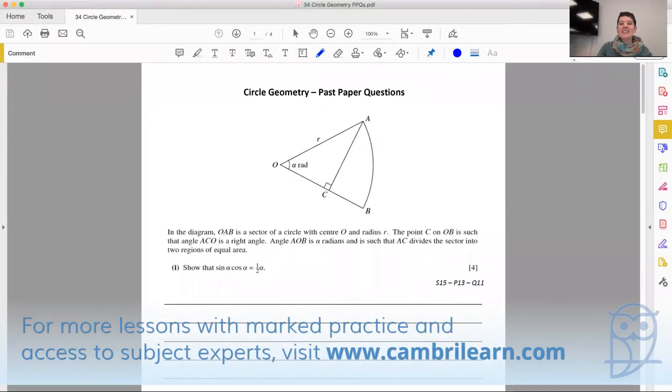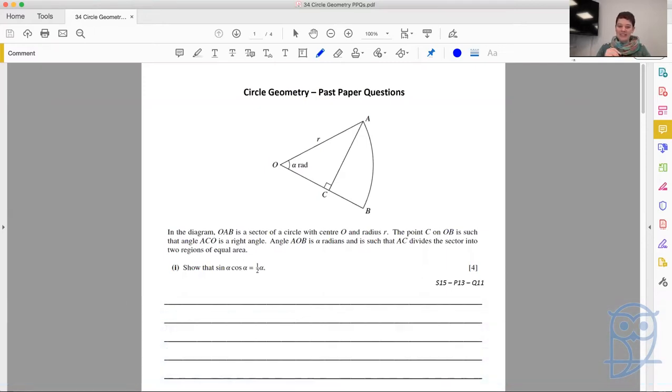The aim of this lesson is to have a look at some circle geometry past paper questions, but continuing our theme of slightly unusual questions, some things that look a bit different or work a bit different, or you have to be thinking of something a little bit different to normal.